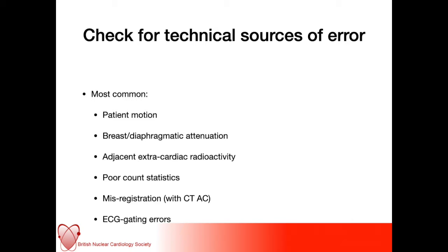If you're using a scanner which has got CT for attenuation correction, you need to double check the registration to ensure that you've not incurred new artifacts by the process of that registration. And then to check the ECG, looking for atrial fibrillation, arrhythmias, to judge the quality of the ECG gating such that the ejection fraction that you will quote is not erroneous.